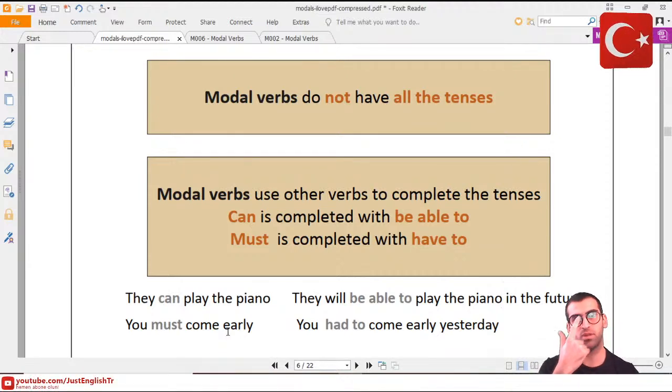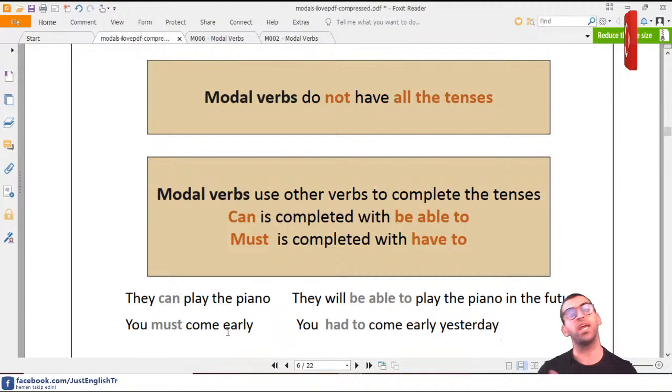Modal verbs use other verbs to complete the sentences or the tenses. Can is completed with be able to. For example, we can use can in the present tense, right? But when it comes to past simple, future simple, present perfect and past perfect, we can use be able to instead of can, because we don't have other forms of can in English. We can't use can in the future, we can't use can in the past tense.